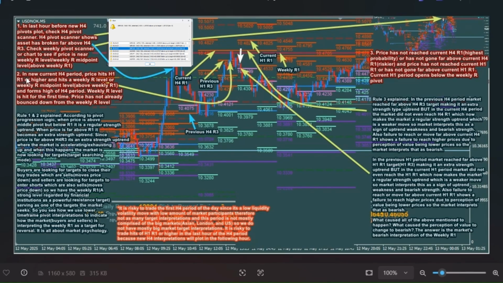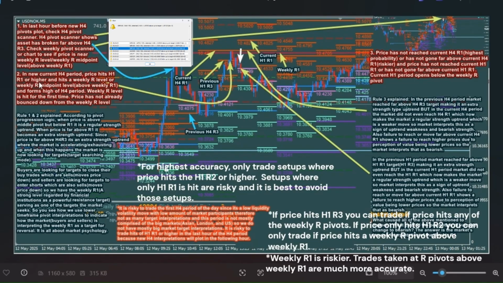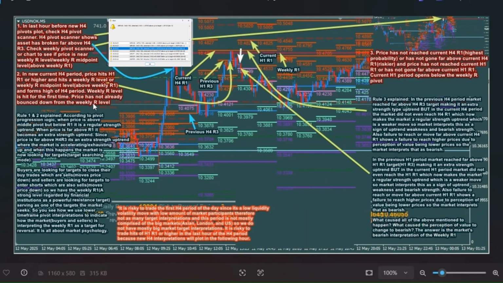Rule number 2, in the new current H4 period, price hits H1 R1 or higher and hits a weekly R level or weekly R midpoint level above weekly R1 and forms the high of the H4 period. The weekly R level is hit for the first time. Price has not already bounced down from the weekly R level.